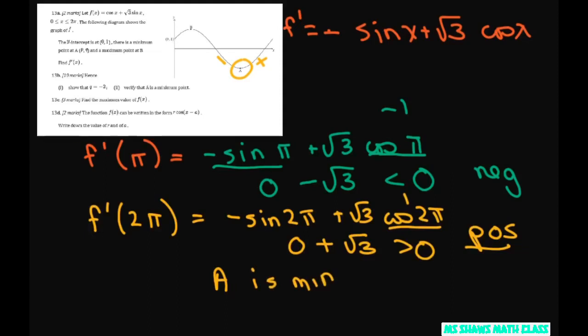Contrast this to if this was positive and then this was negative, then B would be a maximum. All right, now we have to do the final part, which says find the maximum value of f of x. For that one, remember this was pi divided by 3. We got that, so just plug that in.